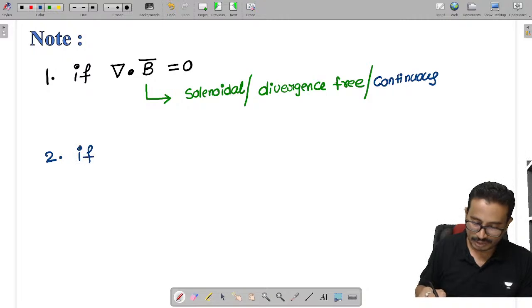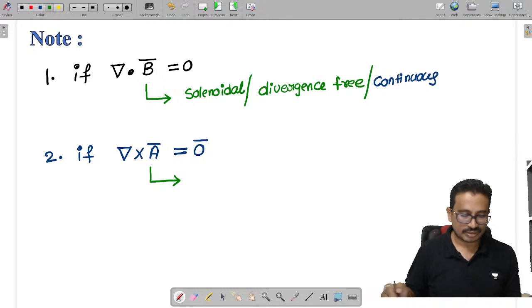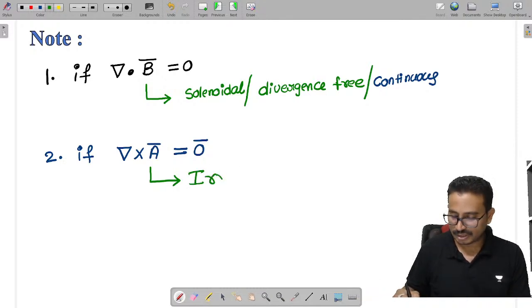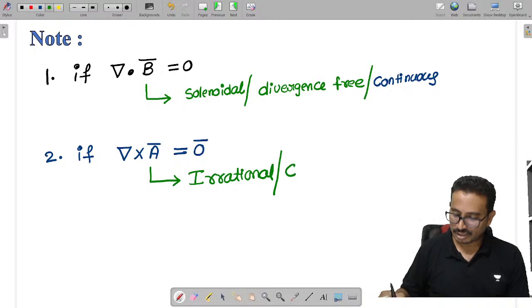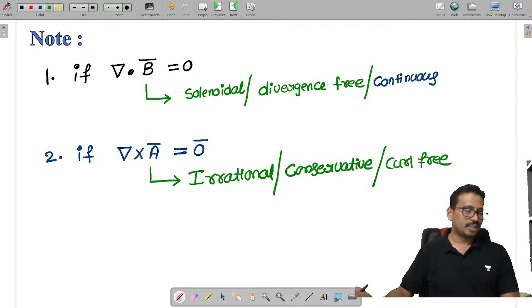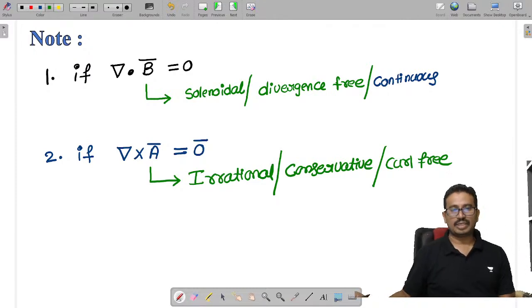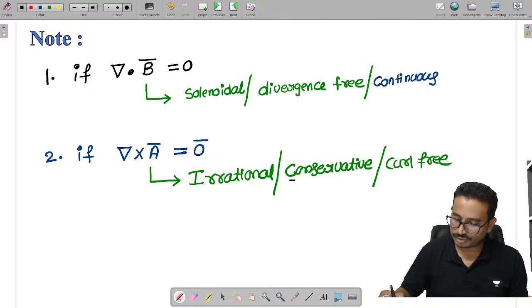Next, if the curl of a vector is 0, then that vector is called an irrotational vector, a conservative vector, which we can also call a curl free vector. If the curl of a vector is 0, then that vector is called irrotational, conservative and curl free vector. So here you need to focus on the word conservative.